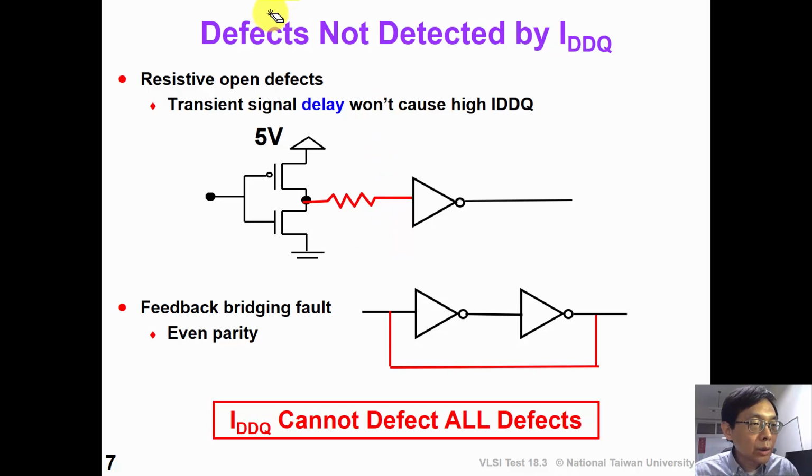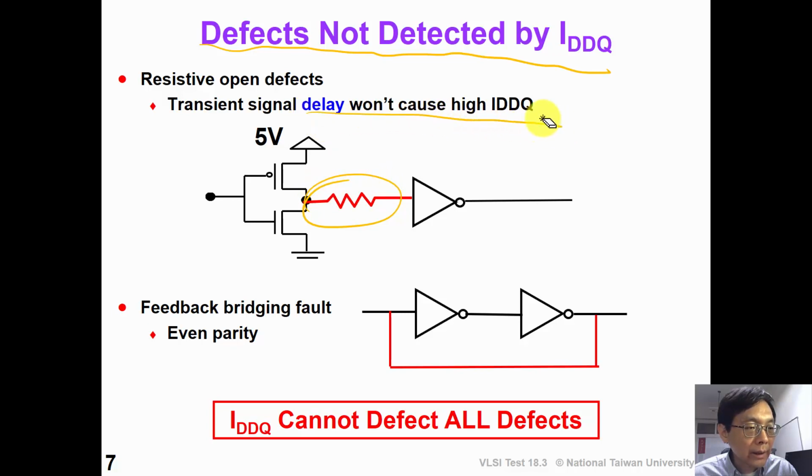Also, IDDQ is not perfect. There are some defects that cannot be detected by IDDQ. For example, suppose we have a high impedance resistive open defect here. Since this defect is on the signal path, we cannot observe high IDDQ. Also, suppose we have a feedback bridging defect here. Because this is an even parity, this will not cause high IDDQ. So in conclusion, IDDQ is a very good DBT, but it cannot detect all defects.